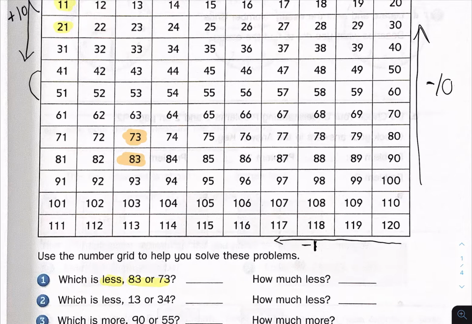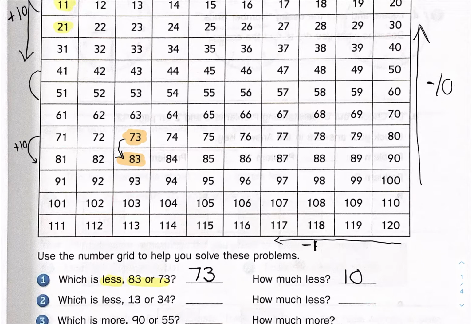Well, 73 comes before 83. So we're going to say 73 is less. It's the smaller number. How much less? Well, if you look, you see that they are right on top of each other on the grid. And remember we said by moving downward one row, each row we move down is plus 10. So this 73 and 83 are exactly 1 ten jump downward.